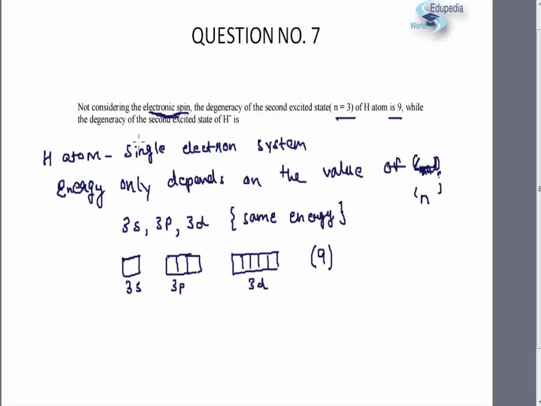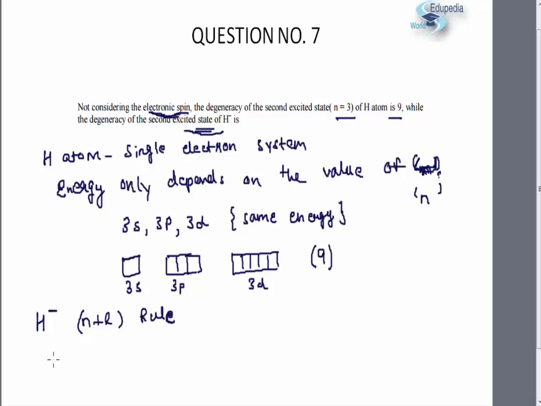Now it says, while the degeneracy of the second excited state of H minus. Now H minus is not a single electron species. H minus is a multi-electron species. And if that be the case, it will follow the n plus L rule. The energy order will be decided by the n plus L rule.